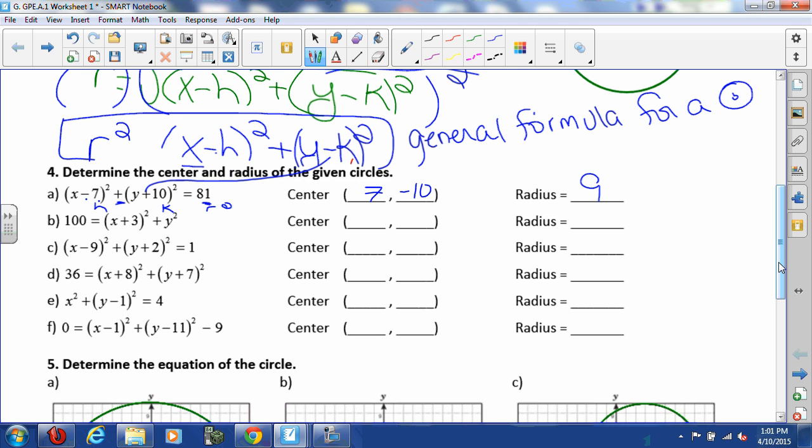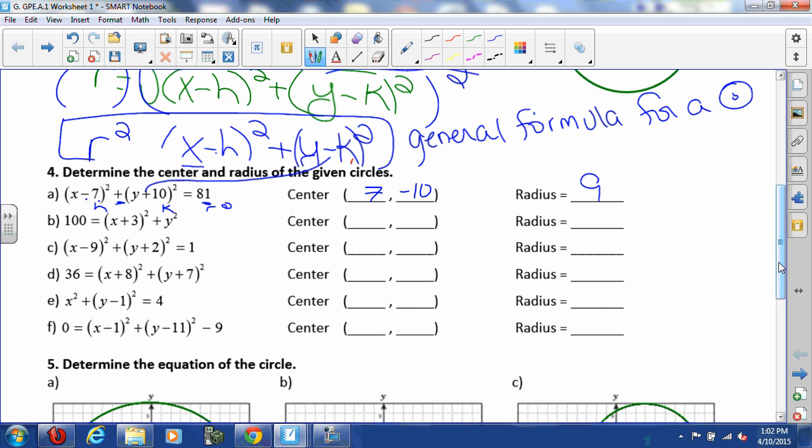So here's my shortcut. When you look at the formula for a circle, it's the opposite of what you see. I see negative 7, I write positive 7. I see positive 10, I write negative 10 because of the formula. It's just the opposite of what you see. Shortcut. Let's look at C.